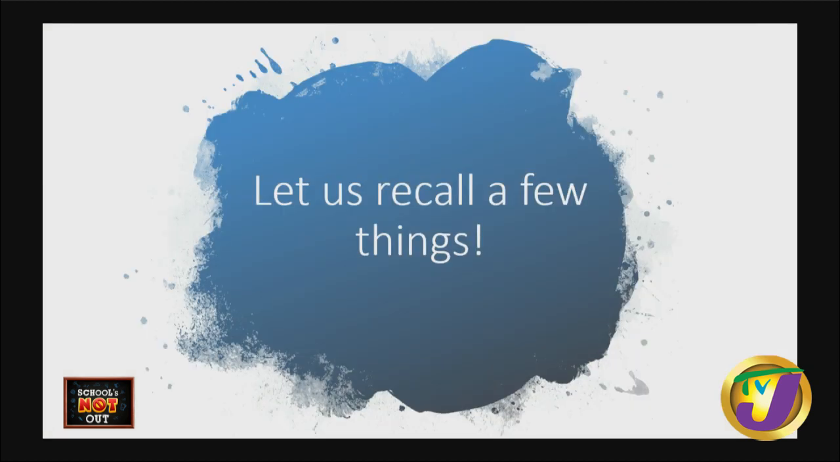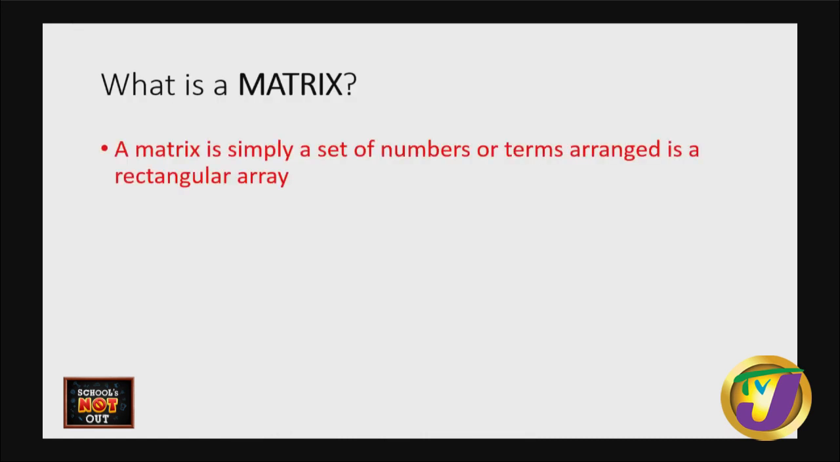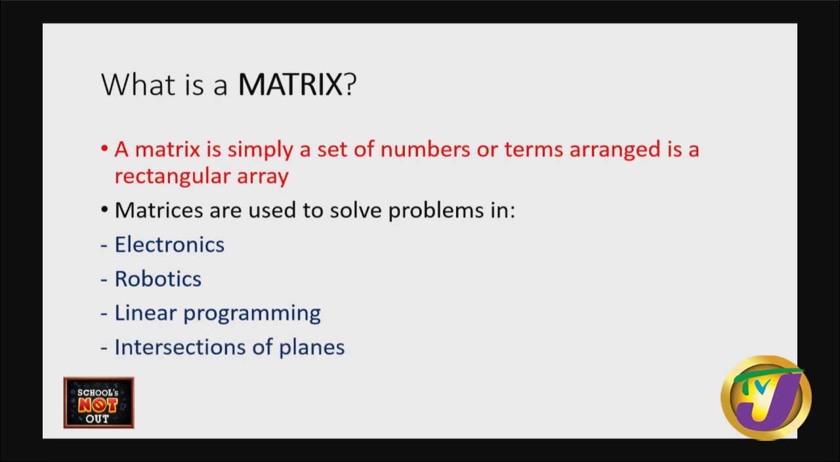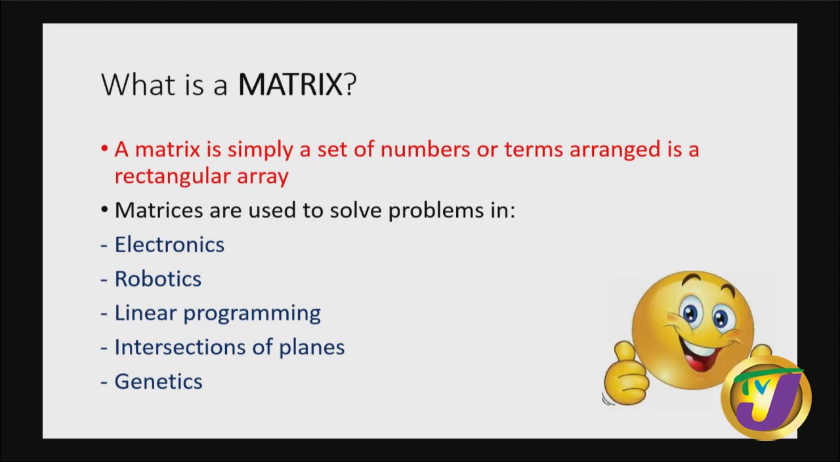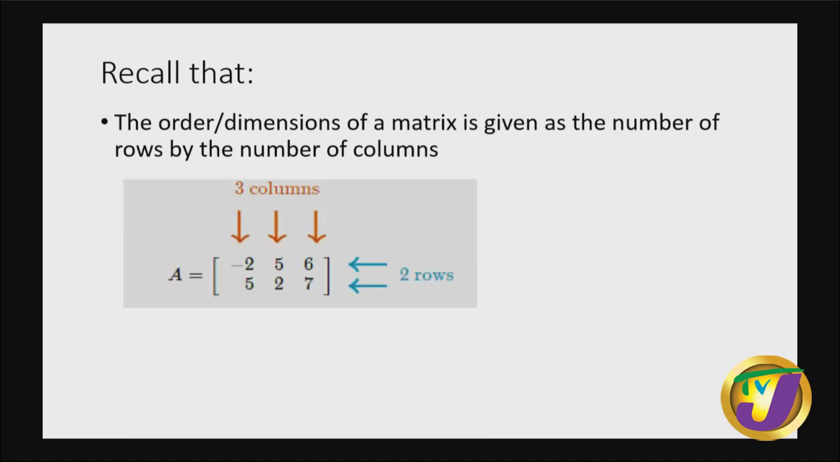Most definitely. So what is a matrix? A matrix is simply a set of numbers or terms arranged in a rectangular array. Matrices are used to solve problems in electronics, robotics, linear programming, intersection of planes, and genetics. The order or dimension of a matrix is given as the number of rows by the number of columns. And we would have done something like that before.